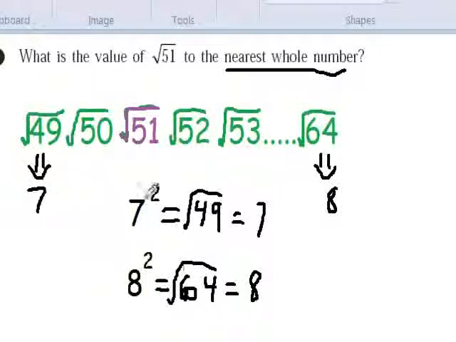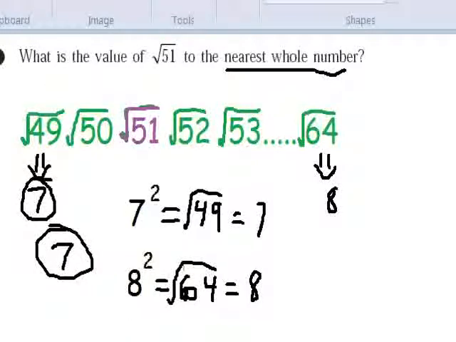The nearest whole number. So if you can't see it, the square root of 51 is much closer to 7 than it is to 8, right? And these are the two whole numbers that you have to choose between. So the square root of 51 is much closer to 7 than to 8, since the square roots of 52, 53, 54, 55, and so on and so forth lie between the square root of 51 and the square root of 64. So it's nearest to 7.